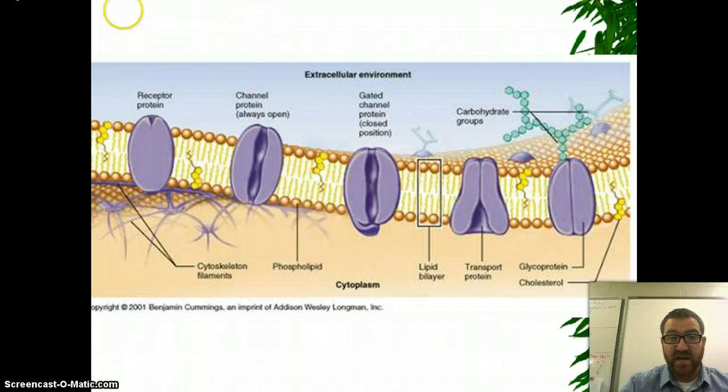Also, your channel protein has a little bit bigger door, kind of like a garage door. Think, for example, if you wanted to move an elephant through a door, we wouldn't be able to move it through a standard door that we use in, say, the classroom or your door at home. We would need a bigger door, right? We'd need a garage door. So these channel proteins kind of act as garage doors, and they're garage doors that have a tendency to be always open. You could also have gated channel proteins, like what we see here in the middle. It acts the same way as a channel protein, however, it has a closed position as well.